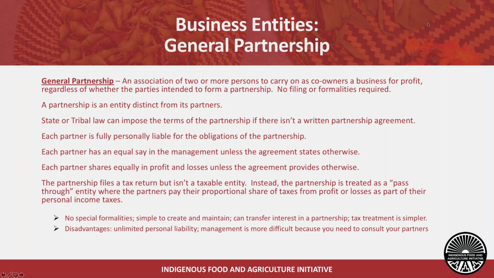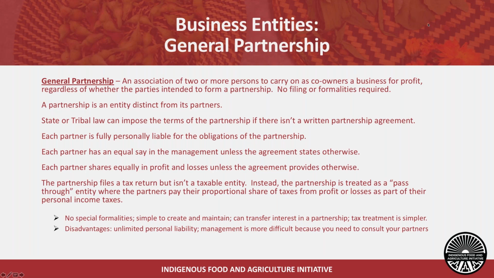Now, the thing with a partnership is that each partner is personally liable for the obligations of the partnership, and they can be held what we call jointly and severally liable under the law, meaning that they are each responsible up to the whole amount. And each partner has an equal say in the management unless the partnership agreement states otherwise, if there is one. And again, each partner shares equally in the profit and losses unless there's an agreement to provide otherwise. So it's kind of a bare bones structure, but there's not much overall protection in this. The partnership files a tax return, but it's not a taxable entity itself.